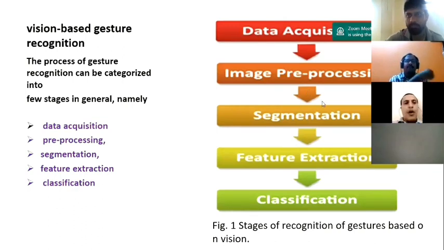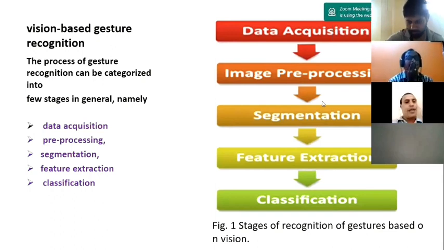We are talking about data acquisition, how to capture sign language from deaf and dumb people, and image pre-processing, how to remove noise before processing the image. There are two filters, median and Gaussian, the best and most familiar techniques used.